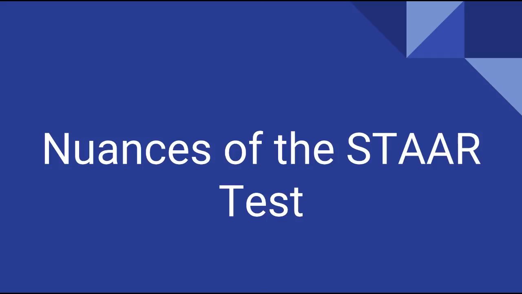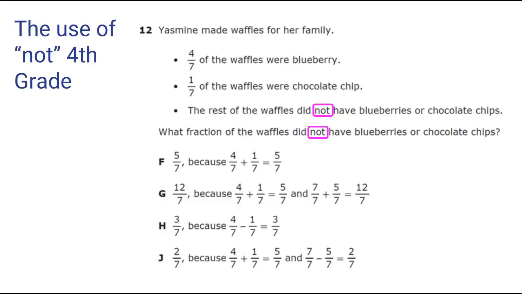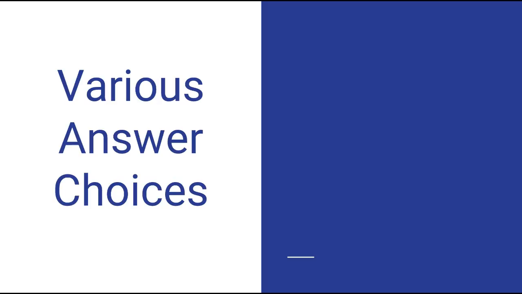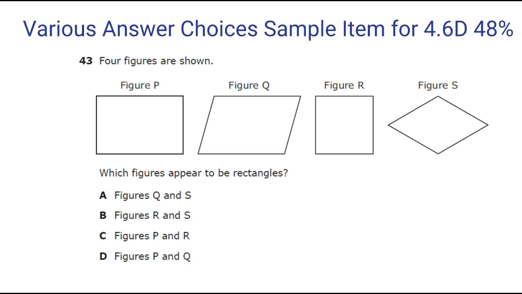Nuances of the STAR test. Not questions are in this test, but notice it's only bolded and lowercase in some instances. But there was an item, number 12, that was not bolded. So I don't know if this was a mistake or if this is where we're going next. Just be aware that we're going to test this on the CBA as not being bolded, so the kids are used to it. Various answer choices.